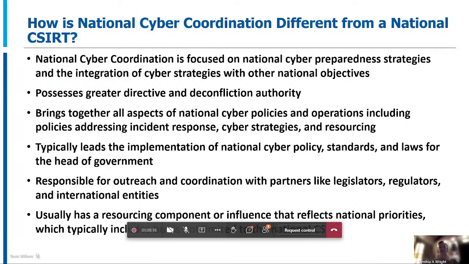And they usually, finally, have a resourcing component or an influence that reflects the national priorities. So they don't just set policies, but they usually have some say in the national resourcing process to ensure that standards are complied with and that policies are implemented and appropriately resourced. Next slide.